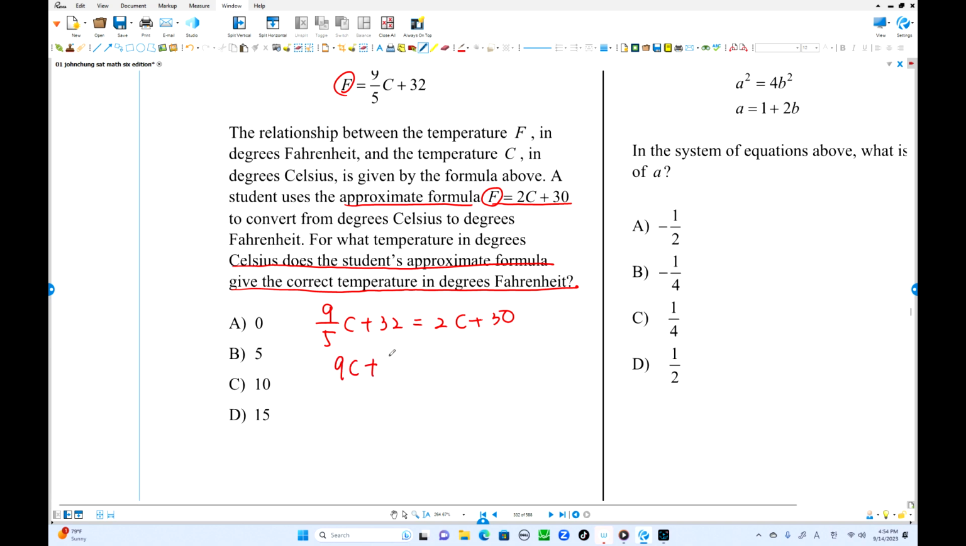All right, 9C plus 160 equals 10C plus 150. 10C minus 9C equals C, right? So moving to the right, 160 minus 150 equals 10, right? For C equal to 10, the values of F are equal, okay? So 10 is the answer.